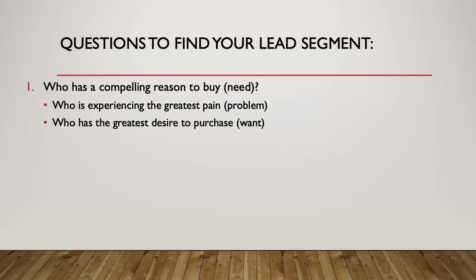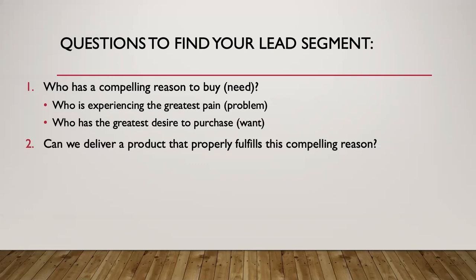And I'm sure that many of you actually have experienced this. I'm sure that there's a problem that you're experiencing, or even the next one, who has the greatest desire to purchase a product. I'm sure that many of you have something that you want to buy, or you have a problem, but there is nothing on the marketplace that either solves this problem or provides you what you're looking for. Nothing. Every single one of you have an example of that right there. And if there was a company that provided that product or provided that solution, you would buy it. Every single one of you can attest to that right now. That's what we're talking about. Now, you need to find who that person is and who that group is. That's the first thing. Number 2, can we deliver a product that properly fulfills this compelling reason?